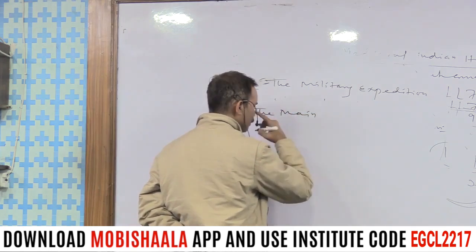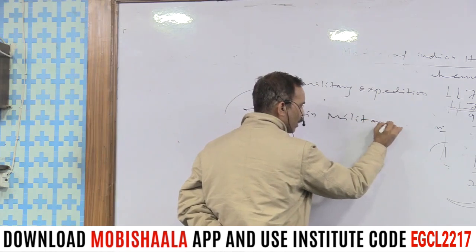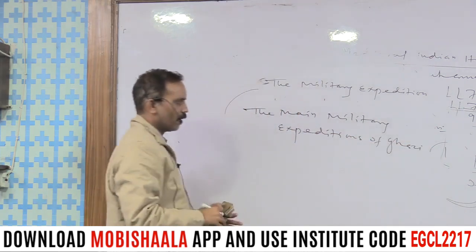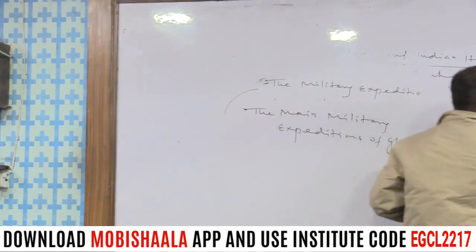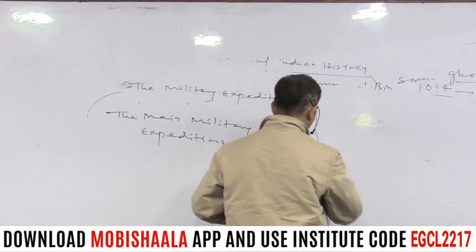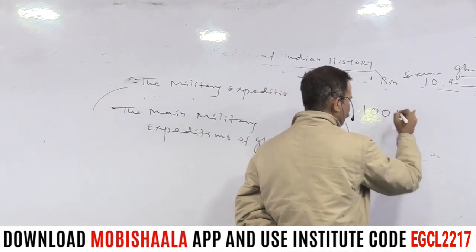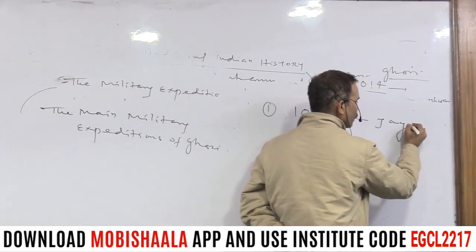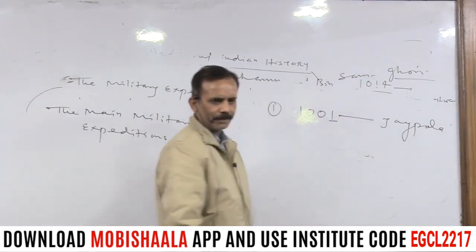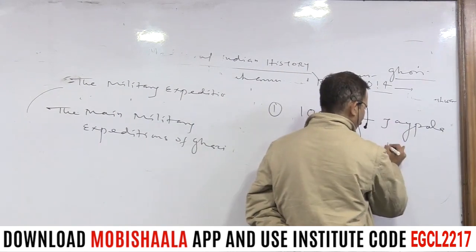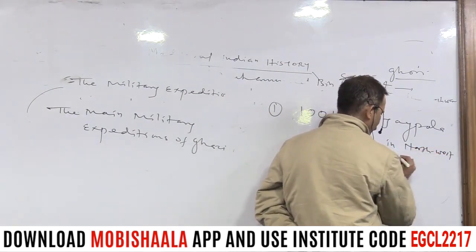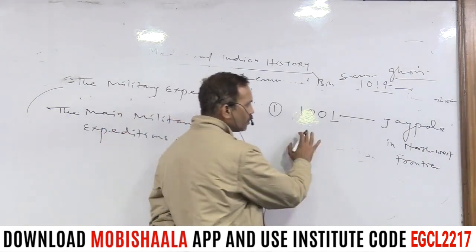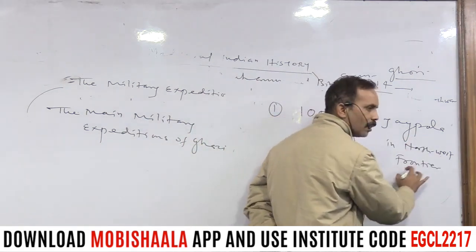The main military expeditions of Ghazni. First, number 1. 1001. First expedition was against Jayapala in northwest frontier regions of India. Okay.